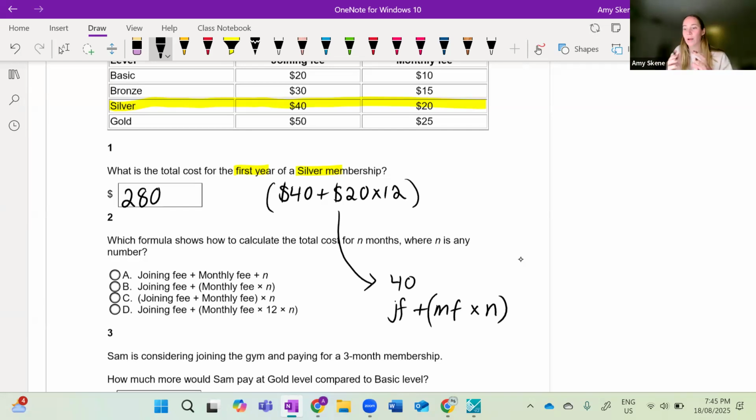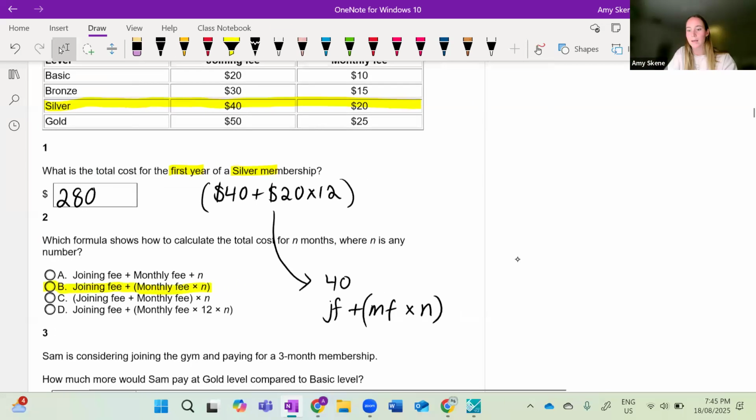So you see that this is almost like the exact same formula as I just used above. I'm putting brackets around the monthly fee multiplied by n number of months because using a BIDMAS system, multiplication comes before your addition. It doesn't always have to be there. It will automatically work like that. So if we scan the answers, the answer would be B, joining fee plus monthly fee multiplied by n. So you've got B as the answer.